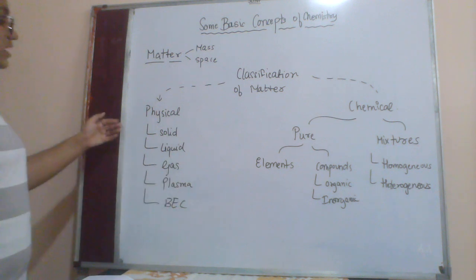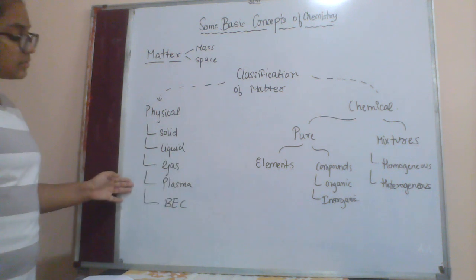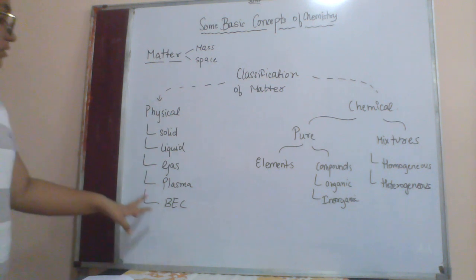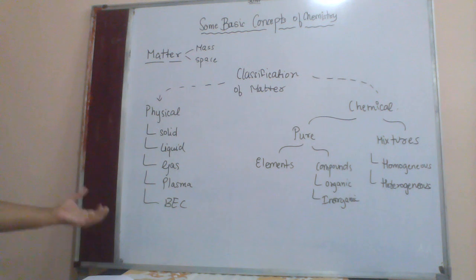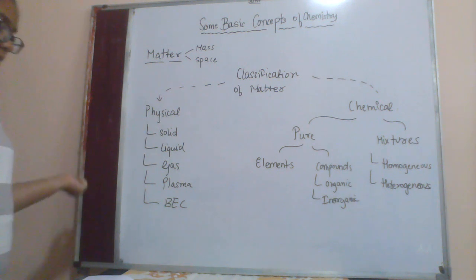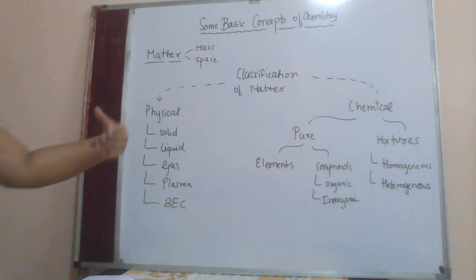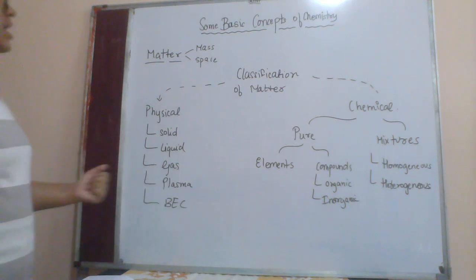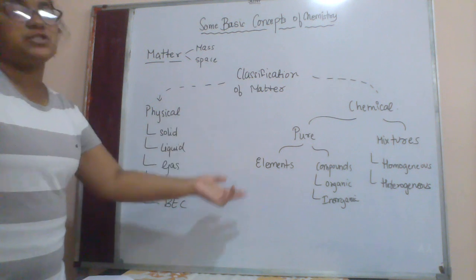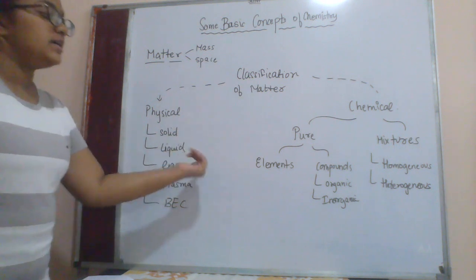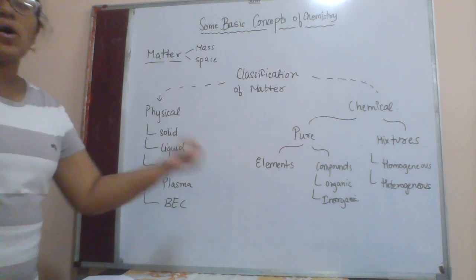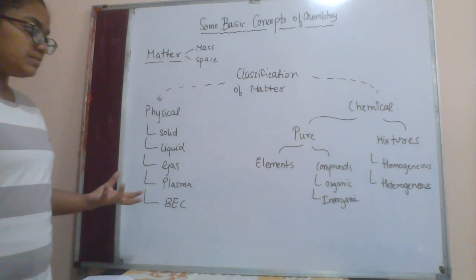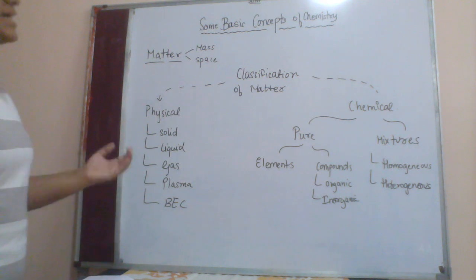In physical we have solid, liquid, gas, plasma and BEC, that is Bose-Einstein condensate. These two, plasma and Bose-Einstein condensate, we learned in our high school classes. Coming to chemical. Chemical classification of matter includes two more types, that is pure substances and mixtures. So pure substances are of again two types, elements and compounds. Simple examples of elements can be oxygen, nitrogen, fluorine, chlorine, etc.